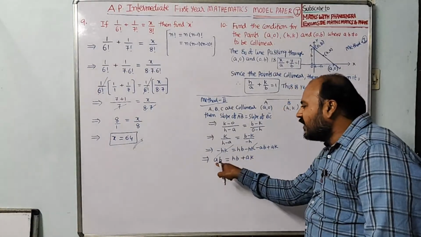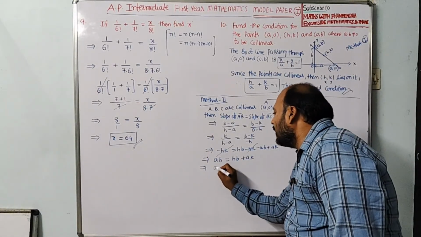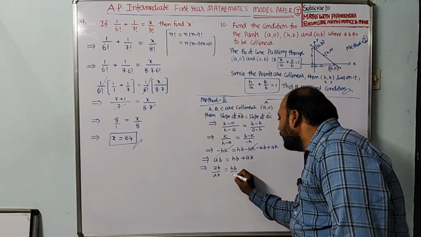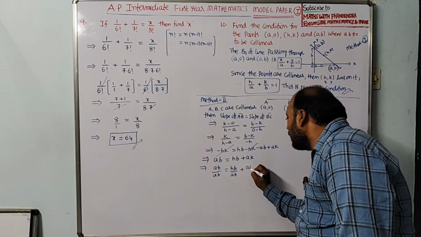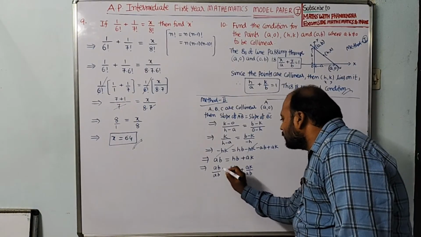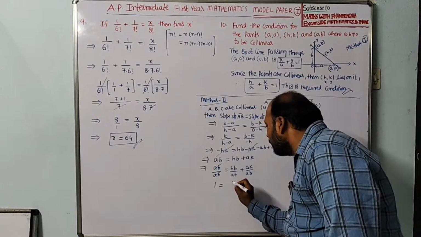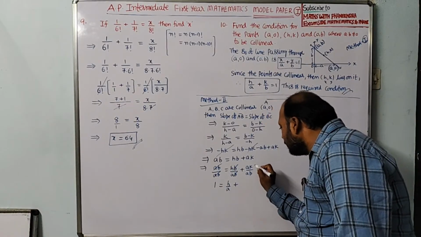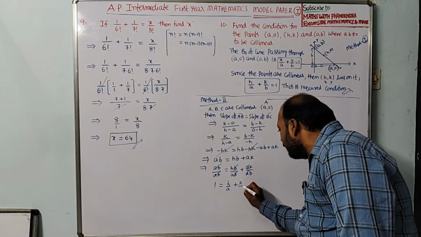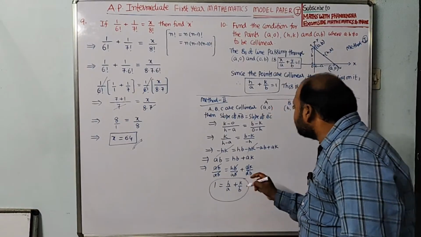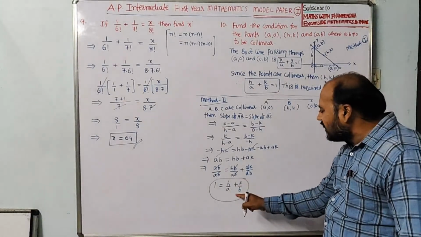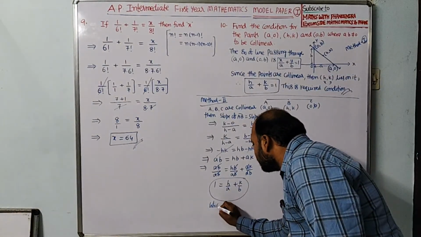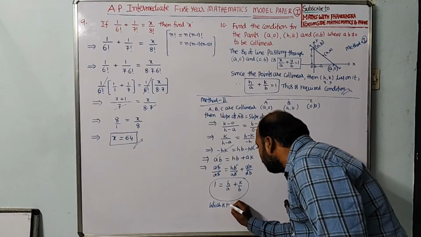Dividing on both sides by ab, ab by ab is equal to hb by ab plus ak by ab. So ab gets cancelled, 1 will come. Here b and b get cancelled: h by a, plus here a and a get cancelled: k by b. Will you get the same condition or not? h by a plus k by b equal to 1. This is the required condition.